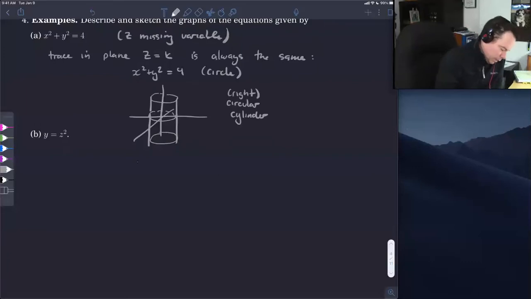How about this one, y equals z squared? Well then, we've got the x variable missing, so the trace in plane x equals k is always the same. And it is a parabola.